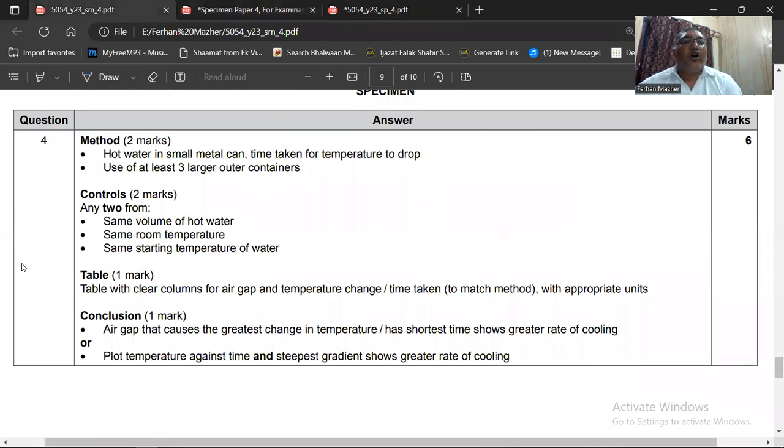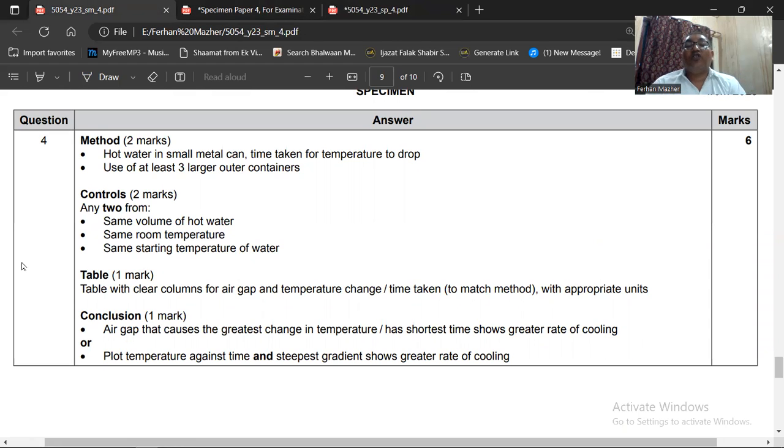So, hot water in small metal can, time taken for temperature to drop. Use of at least 3 larger outer containers. Yes, do it 3 times at least. Each time, make the outer container bigger and bigger. Controls: same volume of the hot water, same room temperature, same starting temperature of the water. Table with clear columns of the air gap, temperature change, time taken to match the method with appropriate units.